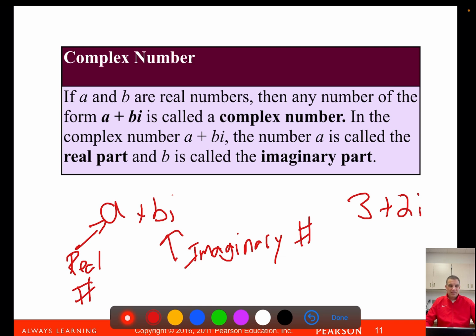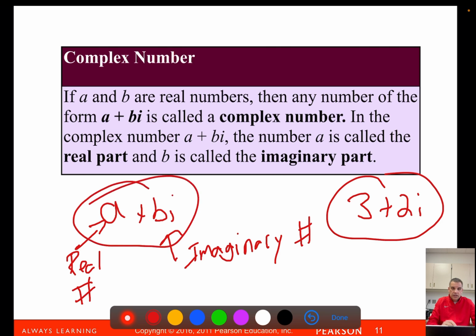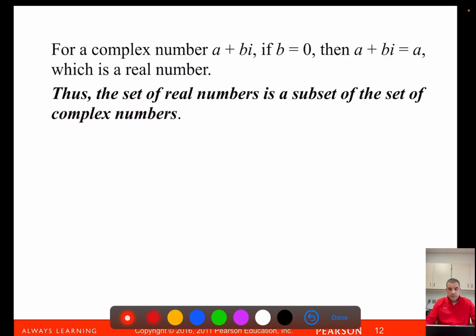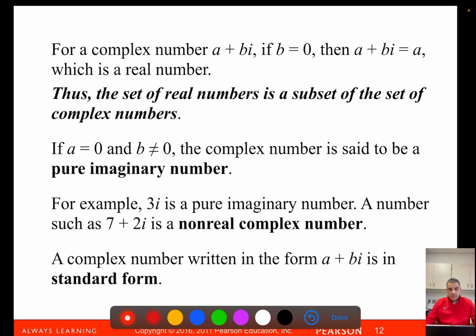That's a complex number. And we want to be able to do different things with complex numbers. So we got to be able to recognize them. We want to be able to add them. We want to be able to subtract them. We want to be able to multiply them. We want to be able to divide them. And that's what we're going to do. So we do need to be able to recognize what is a complex number. And we always like it in this form. We always like the real part to come first, then the imaginary part to come second.